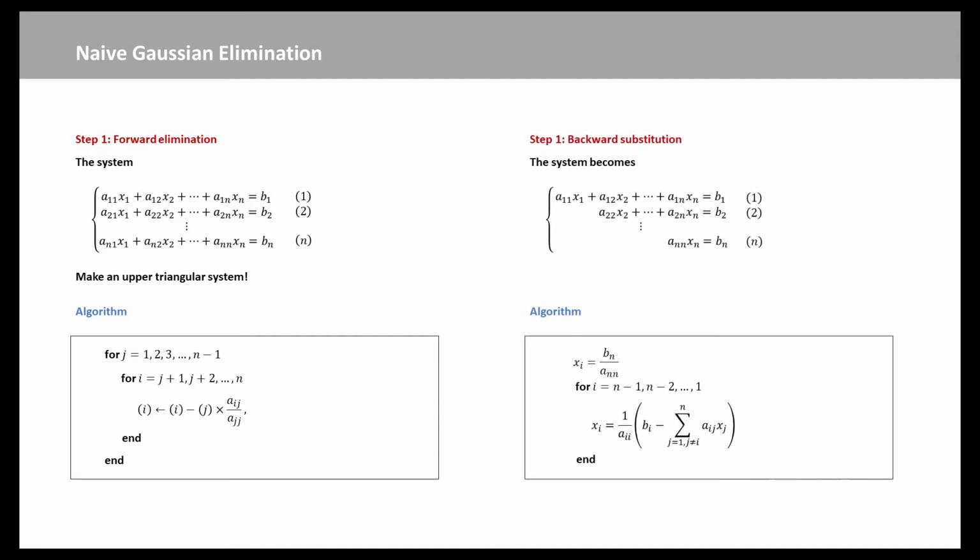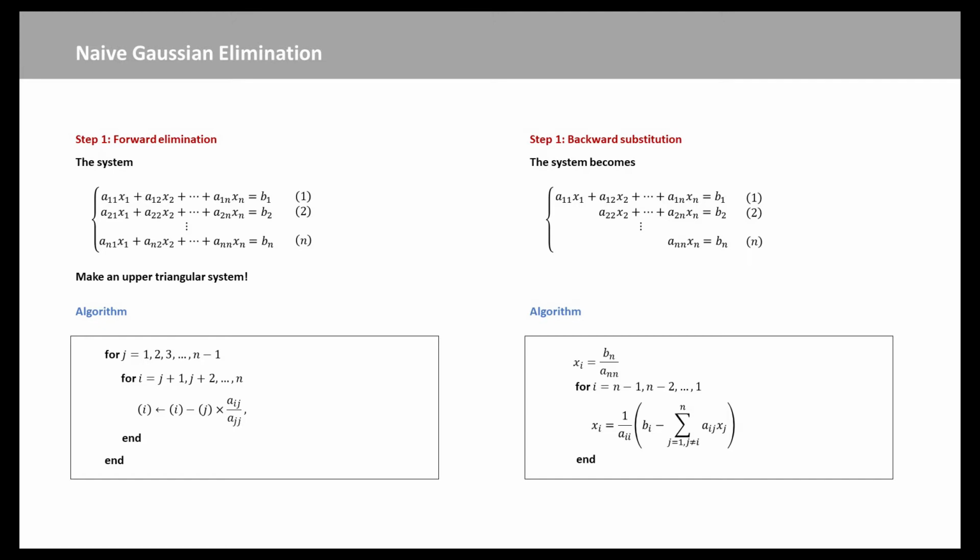After the forward elimination, we end up with an upper triangular system, so we can start to solve it. Starting from the last equation here, we can solve this and get xn, and plug that back into the previous equation for xn-1. We can keep going up all the way to equation 1 for all the x's. This step is called backward substitution.